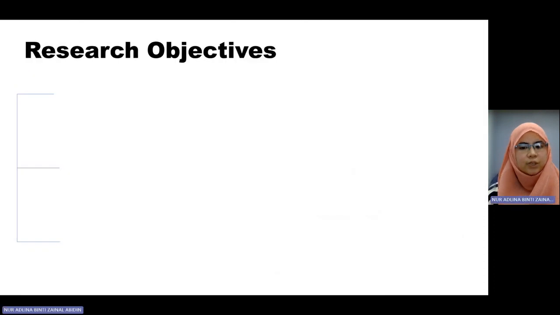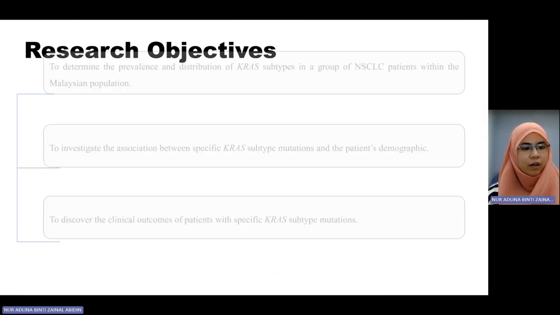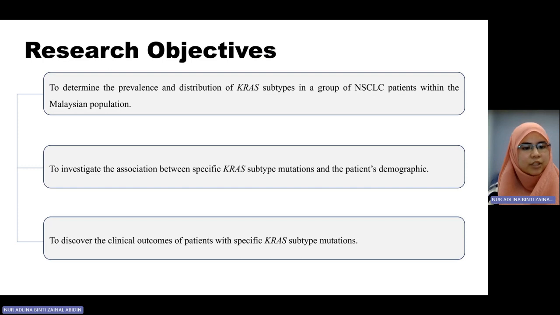The research objectives for the investigation that will be carried out are to determine the prevalence and distribution of KRAS subtypes in a group of NSCLC patients within the Malaysian population, to investigate the association between specific KRAS subtype mutations and the patient's demographic, as well as to discover the clinical outcomes of patients with specific KRAS subtype mutations.